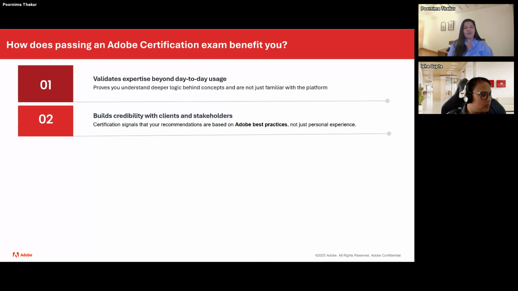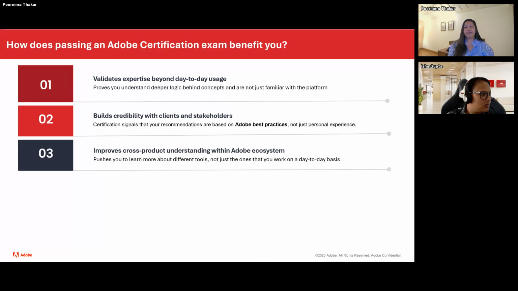So this builds a lot of credibility with clients and stakeholders. That is your second motivation to be certified. Third would be improving cross product understanding within the Adobe ecosystem.